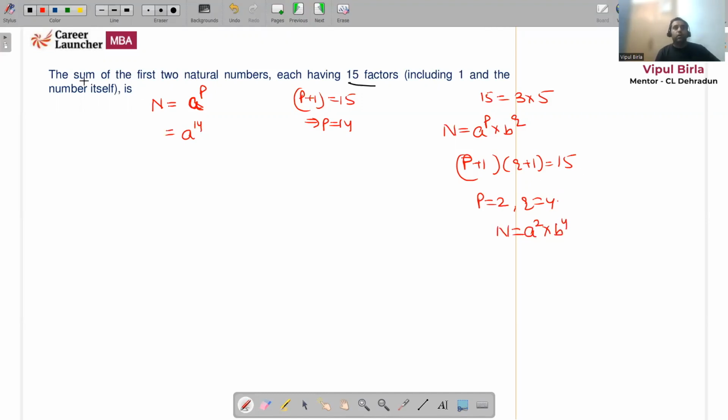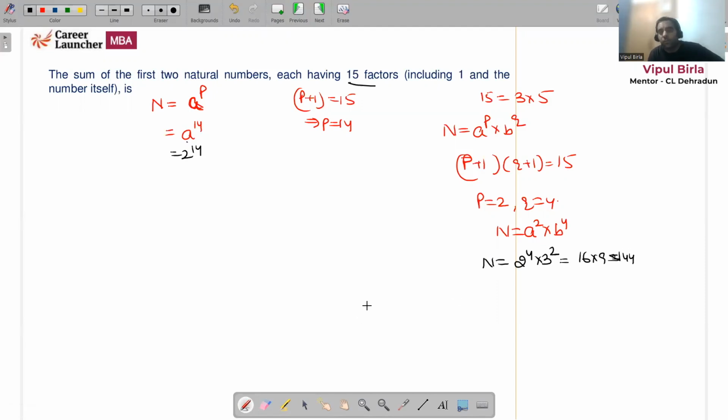Since we're looking for the smallest number, if we give, let's say, a equal to 2, the number will become 2 to the power 14. But here, if we give a as 3 and b as 2, because the highest power goes on b, the smallest number will be 2 to the power 4 into 3 square, which comes out to be 16 into 9, which is 144.